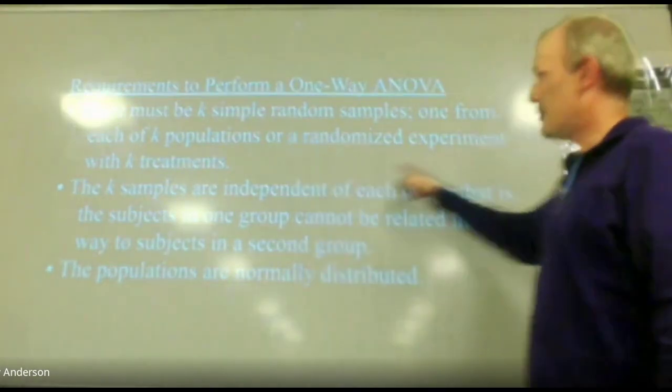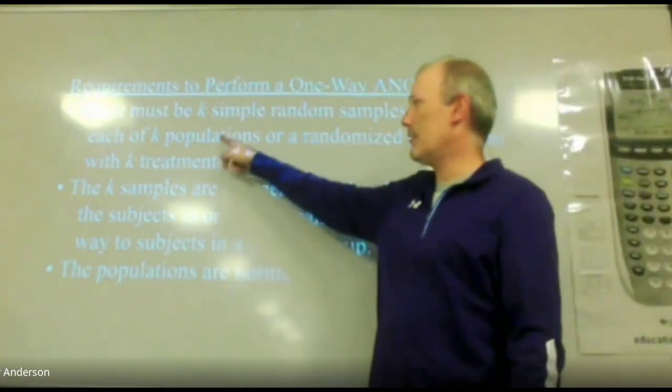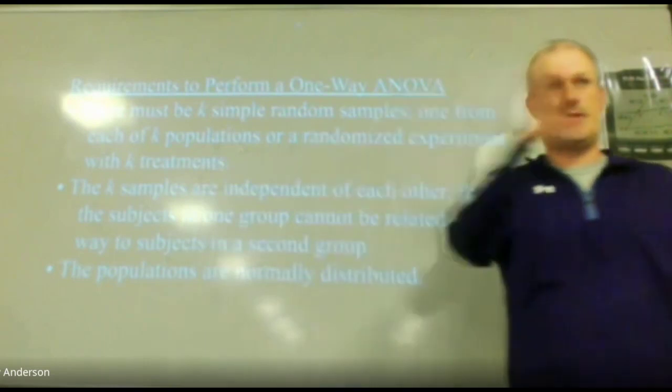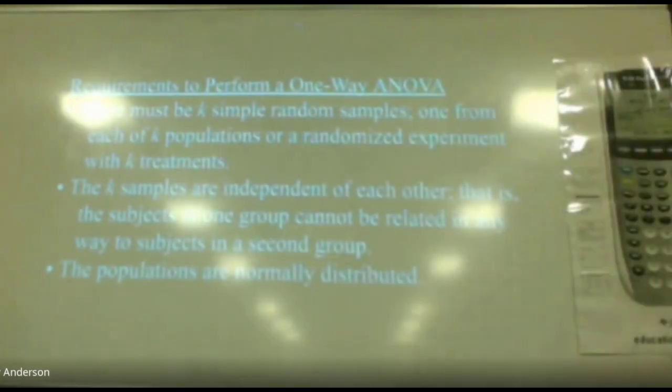Or a randomized experiment with k different treatments. So you either have k different populations or k different treatments, and we'll see some examples like that. The k samples are independent of each other. That is, the subjects in one group can't be related, not related like a family, but related as far as dependent or independent. It means they're not related to each other in any way to the subjects in the second group.